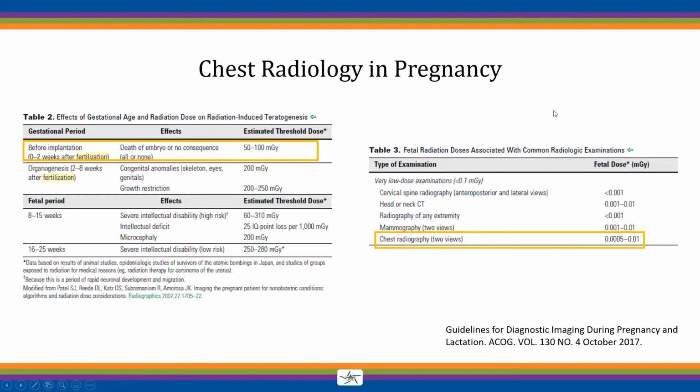milligray. So I'm just going to highlight this one more time. So lowest threshold risk is 50 milligray. One chest x-ray is 0.01 milligray with the shielded abdomen. So I hope that's enough to reassure everyone that chest x-ray is safe in pregnancy. Just shield the abdomen and move on, please.